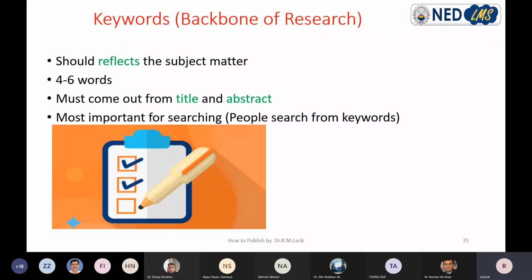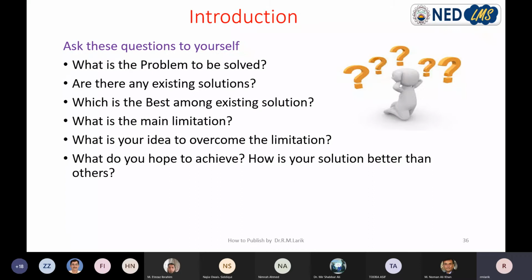The keywords are very important, and they must reflect the subject matter, because keywords are those words by which people search your work in Google Scholar, right? Sometimes they type the keywords and they find the article. So your keywords must come out from the title and abstract, right? Okay, now the next section, we finished abstract.